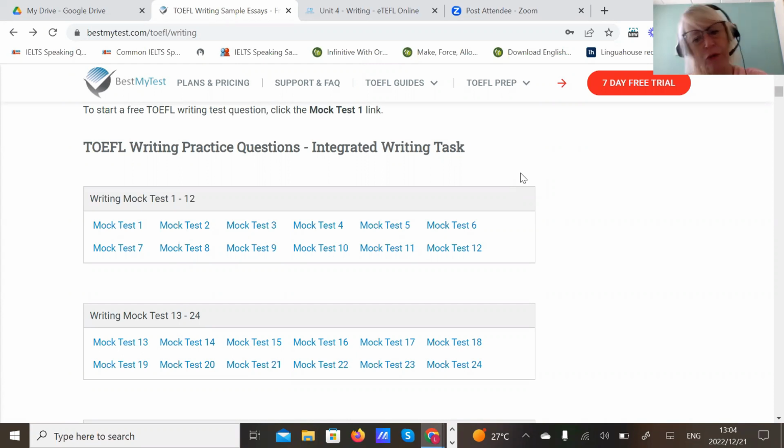And as I show you both parts, I will tell you the time allocation for both. But that is one of the biggest problems, that a lot of students don't finish the writing. They sometimes spend too much time on the first task and then don't finish the second one.